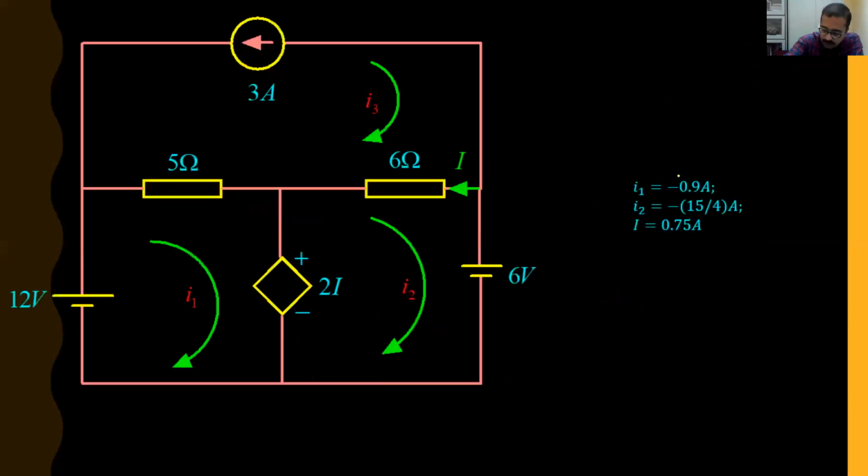Now you can substitute for the I3 value here and solve. So you will get your loop currents I1 as minus 0.9 ampere and I2 will be minus 15 by 4 ampere, and this current I will be equal to 0.75. So how much will be the voltage here? It will be 2 into 0.75. Understood? Okay.